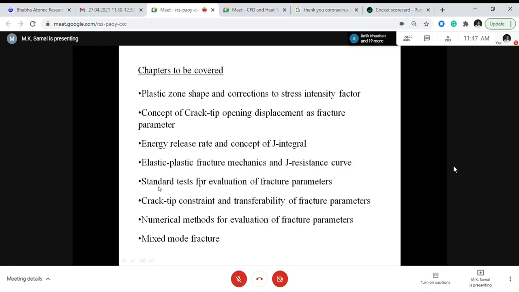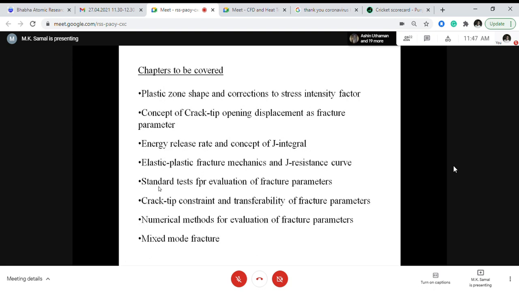Yes, sir, yes. Okay. So then I will extend this portion of fracture mechanics, that is plastic zone shapes and correction. There will be a little bit of repetition, but this is only to maintain the continuity. And these PPTs, the slides that I will be presenting, I will send to all of you, so you can go through them before the next lecture. Every day we will be taking the lecture from 11:30 to 12:30.